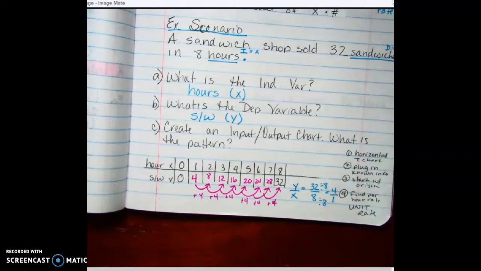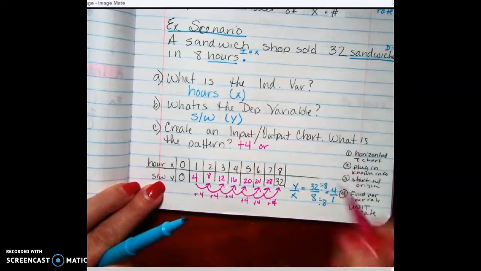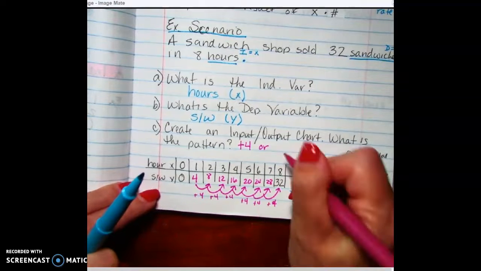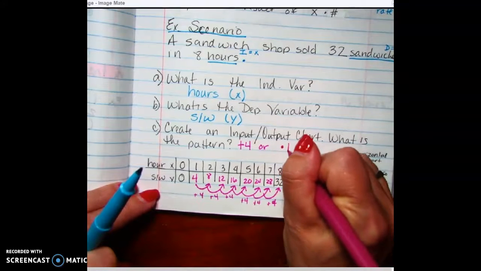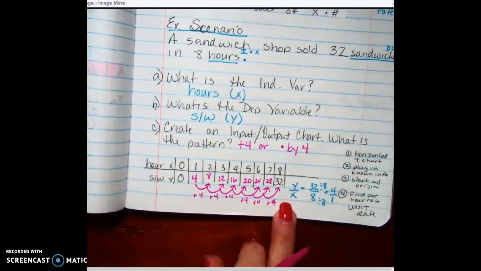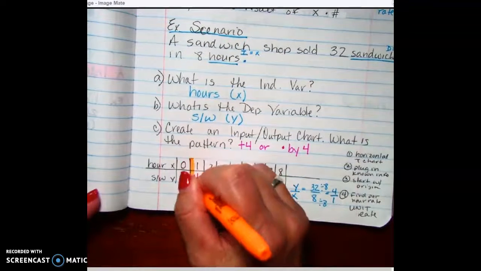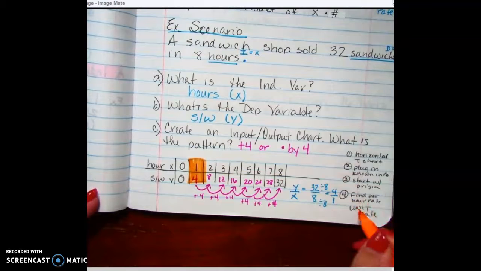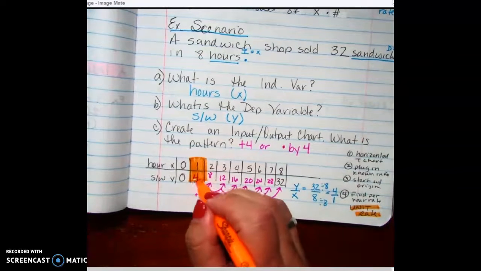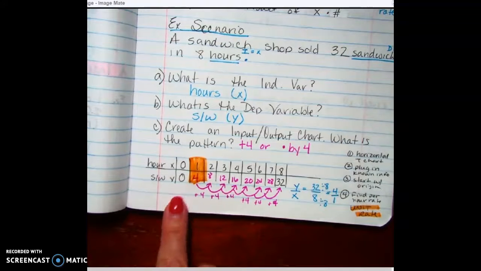So as you can see, I have adding 4 as my pattern. Okay, so it says, what is the pattern? We would add 4, or else we could see this as repeated multiplication or multiply by 4. We'll talk more about that, but there's our pattern. Now, one thing I want to mention is the unit rate. This right here is my unit rate. So anytime you have 1 as x, that is your unit rate when you're using the independent and dependent variables.